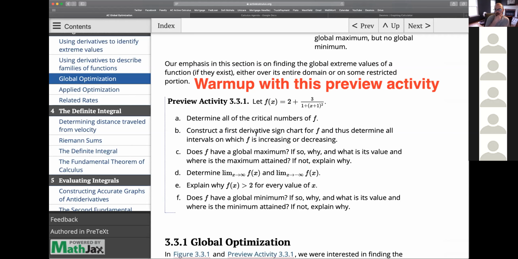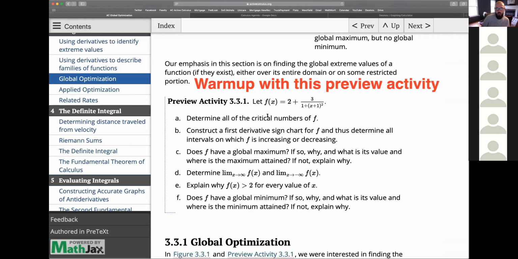So we're going to transition today from thinking about local maxes and mins into global maxes and mins, or what the book calls, sometimes they use the word absolute max and min, right? It'll involve one extra step where we have to maybe consider endpoints rather than just our critical points.